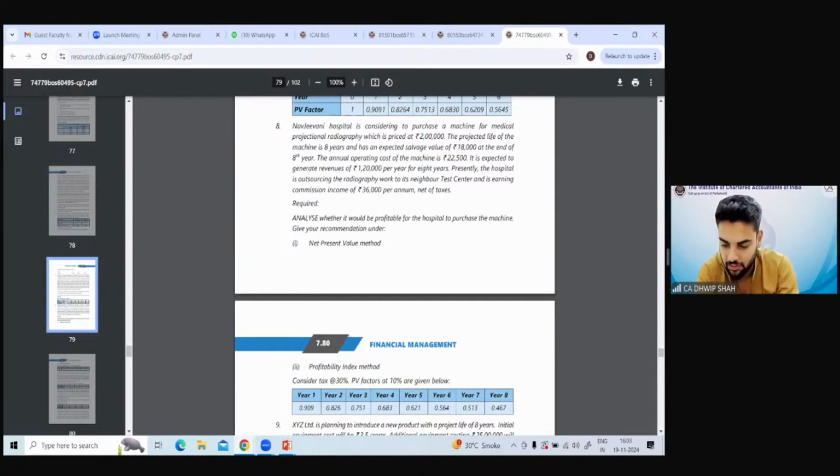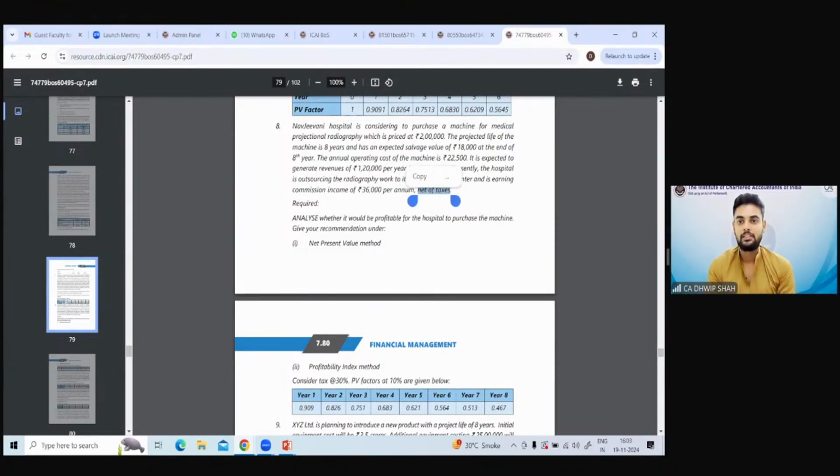So this 1,20,000 is my sales, and the annual operating cost of 22,500 would be my cost, correct? Presently, the hospital is outsourcing the radiography work to its neighbor test center and it is earning a commission of 36,000 per annum net of taxes. Focus on this word. This 36,000 is after-tax earnings, net of taxes. Focus on these words. Okay?